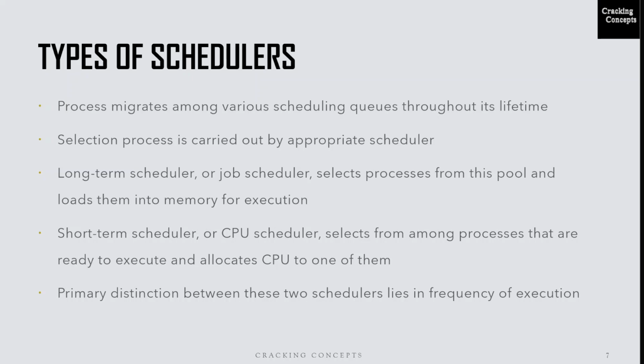The long-term scheduler, or job scheduler, selects processes from this pool and loads them into memory for execution. The short-term scheduler, or CPU scheduler, selects from among the processes that are ready to execute and allocates the CPU to one of them. The primary distinction between these two schedulers lies in their frequency of execution.